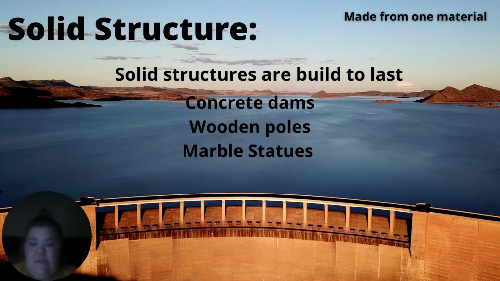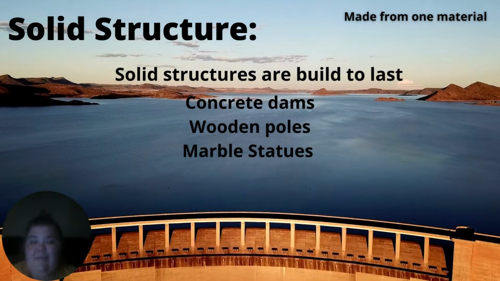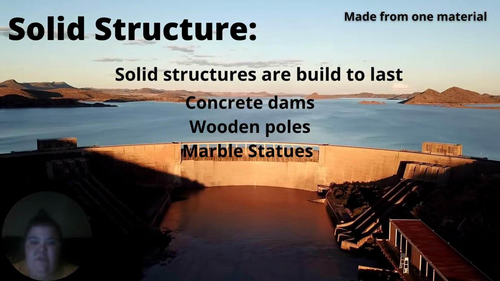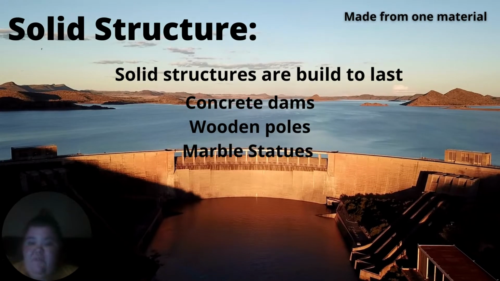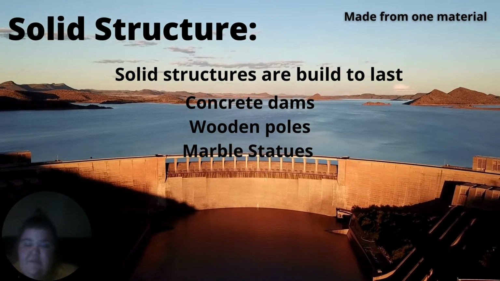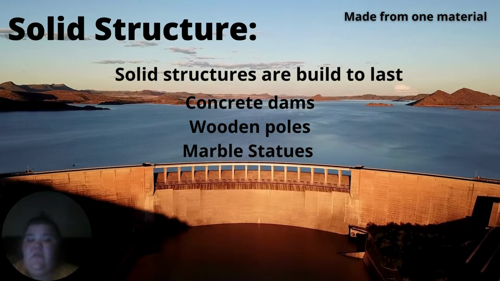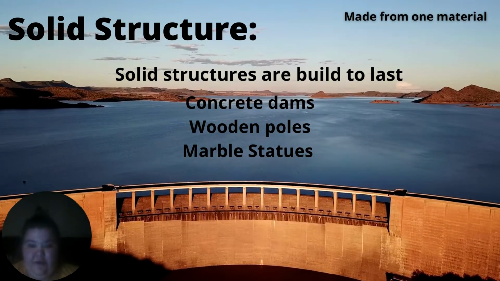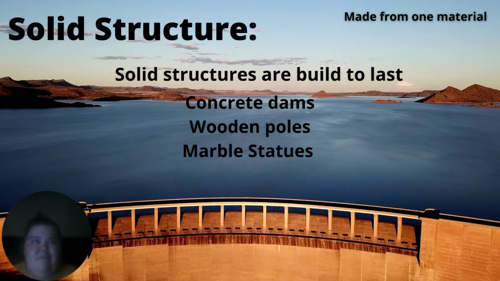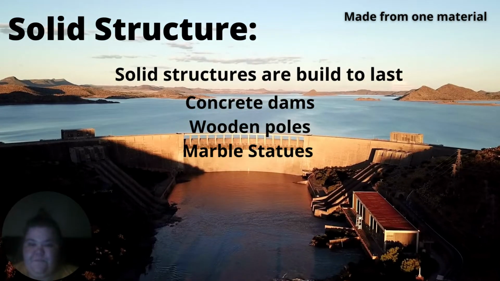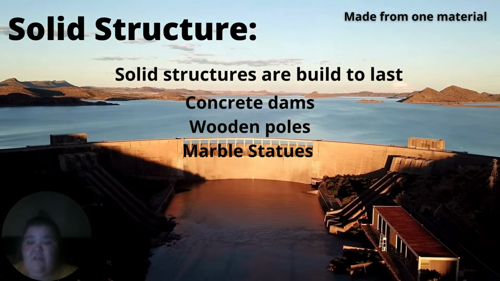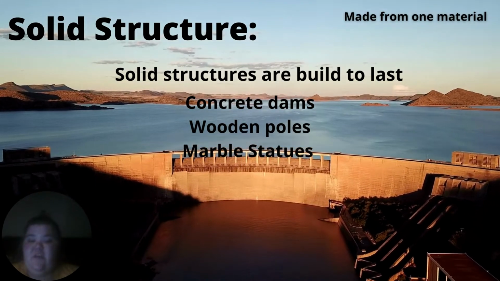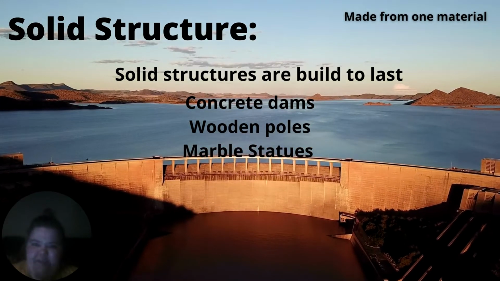Okay, so the main thing about a solid structure is that it is made of one main material. It's not a bit of steel with a bit of net with a bit of plastic. It's one thing. So a concrete dam is made out of concrete. A wooden pole is made out of wood. A marble statue is carved out of marble. Okay, so it just contains that one ingredient.